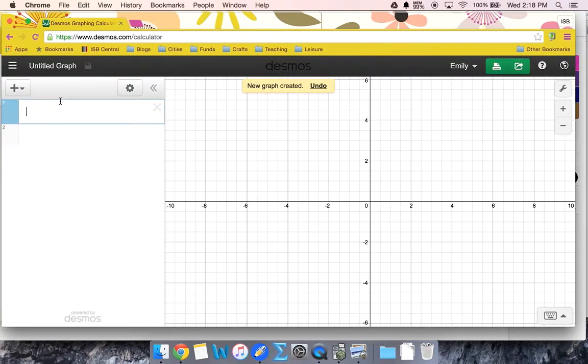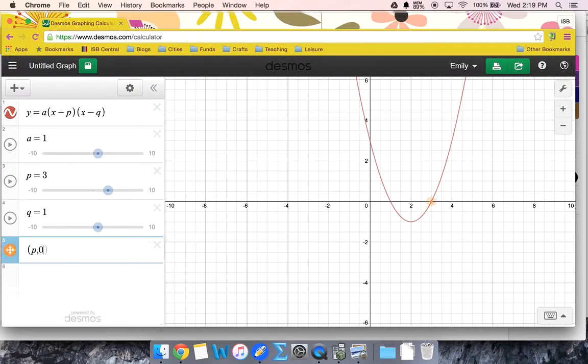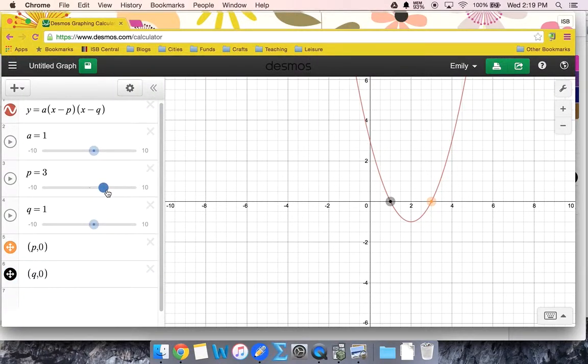New blank graph. All right, so now we've got that y equals a times x minus p times x minus q. Let's add in sliders for all of those. I'm just going to leave my a as 1. But now as I change p and q, notice that my p is 3. I see an x-intercept at 0, 1. I see an x-intercept at, this is 1, 0, x-intercept at 3, 0. This makes me think that if I plot the points p comma 0 and q comma 0, that I've got x-intercepts. Let's play with it a bit.